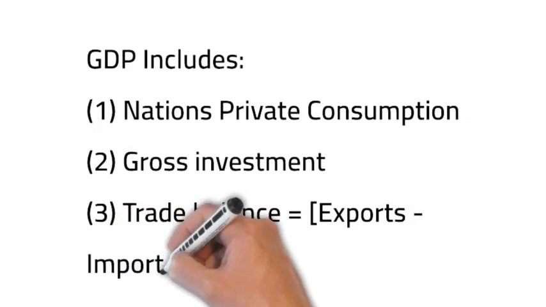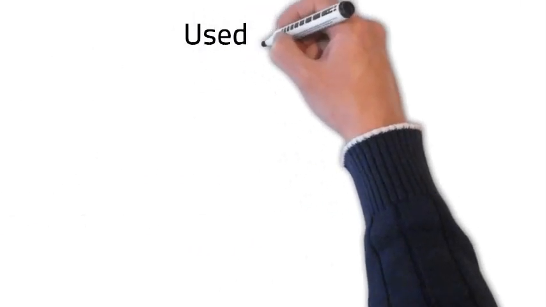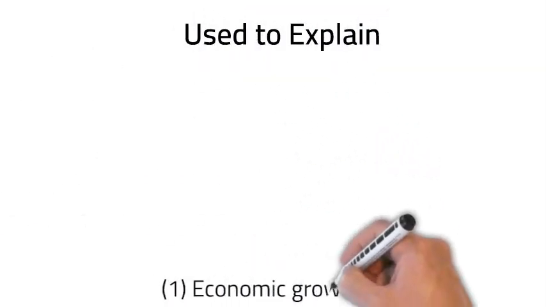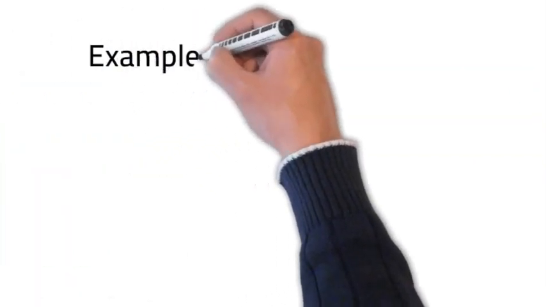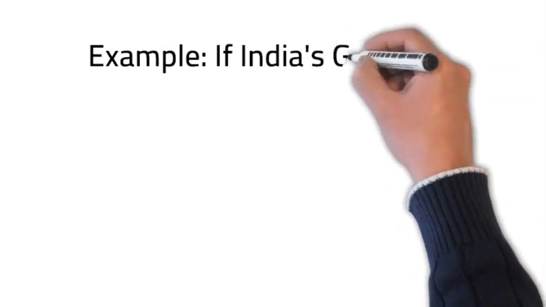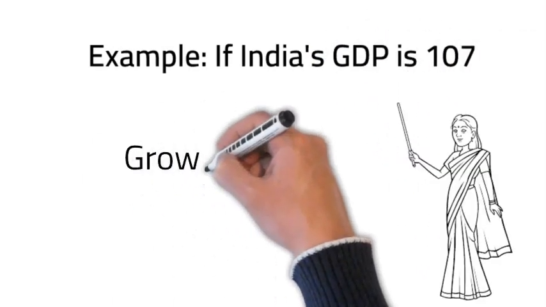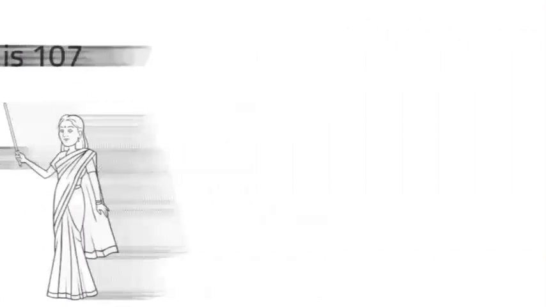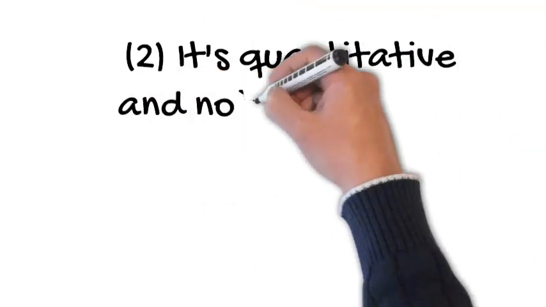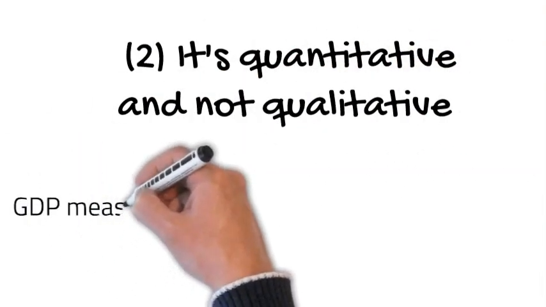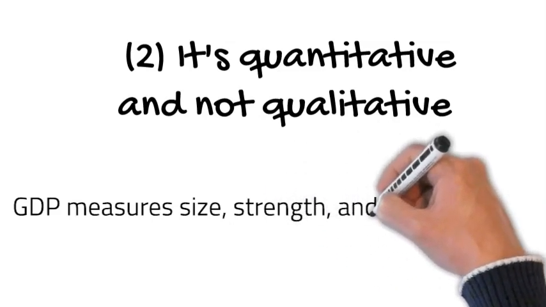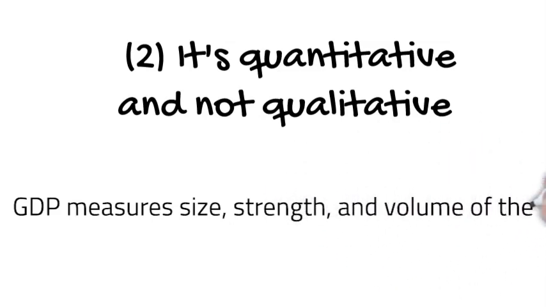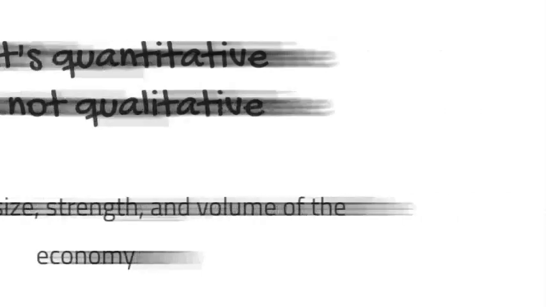Now, while GDP has its limitations, it's useful to explain several things. One, the growth rate of an economy. So if India's GDP for a particular year is 107, you could say that it's had a 7% growth rate. The second thing is quantitative, not qualitative. So while it gives you measure in terms of size and strength and volume, it doesn't give you qualitative descriptives of what this GDP growth is.